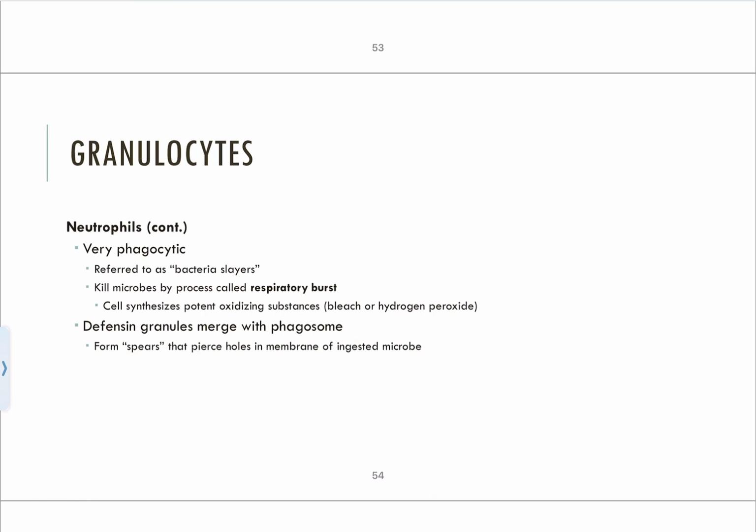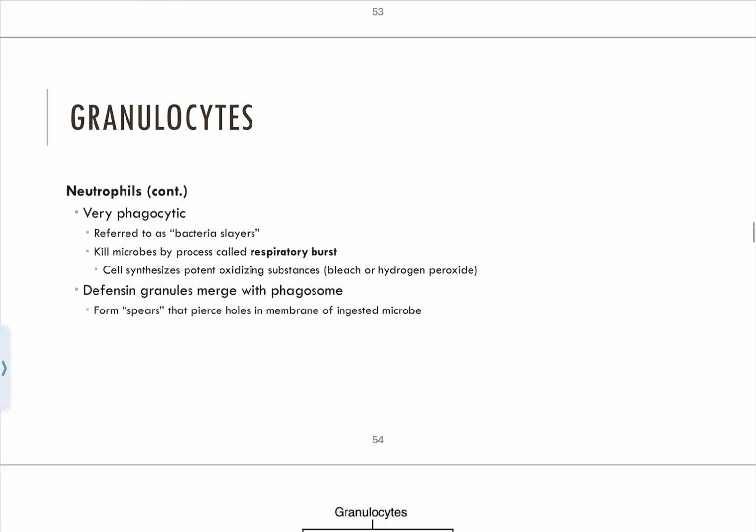A lot of times these granules that contain those defensin molecules can merge with a phagosome, in which case they form these spears, and these spears are going to poke holes in the membrane of the microbe. If we poke holes in the plasma membrane of, say, a bacterial cell, it's going to cause it to lyse because it can no longer maintain its internal environment.